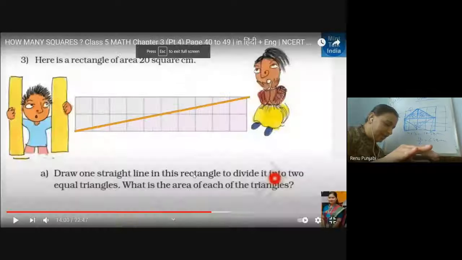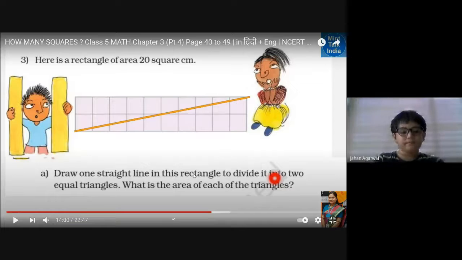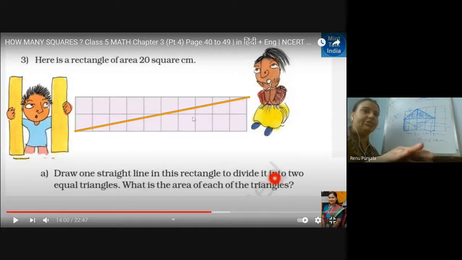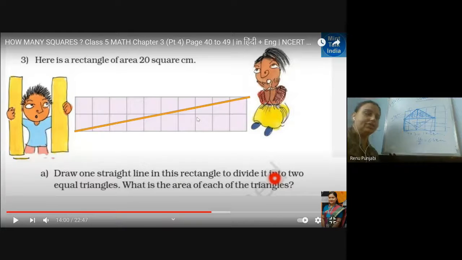So now the next child will tell me, Jahan Agarwal. Mute your mic, everyone. Jahan Agarwal. Yes, ma'am. What will be the area of each triangle now? There are two triangles. 10 square centimeter. Yes, each triangle area will be 10 square centimeters.